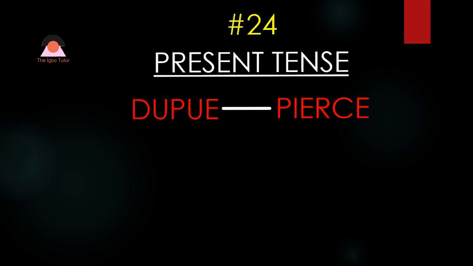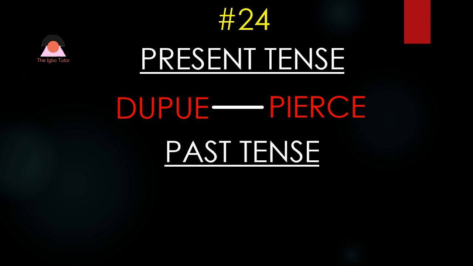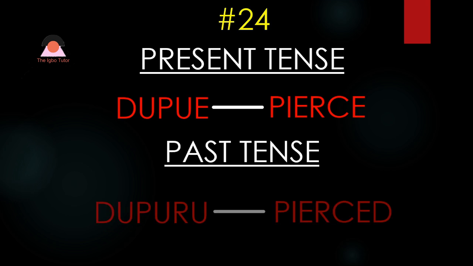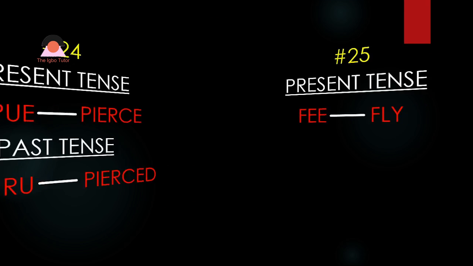Go to 24. And the word is dupue or dupuo. If you choose to change the O-E at the end of the word to O, it sounds dupuo. It's also meaning the same thing. In this case, we have dupue pias, especially with a sharp object. What is the past tense of dupuo? The past tense is dupuru. Dupuru, pierced. Let's go to 25.